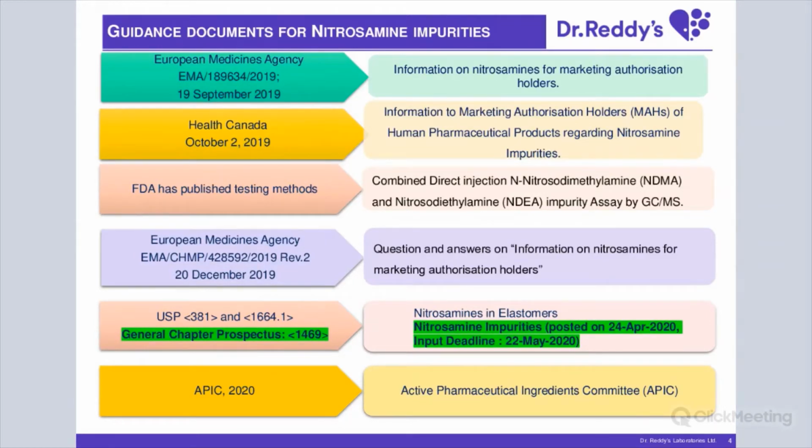Okay. So these are some of the guidance documents published by various regulatory agencies. The first one is the European Medicines Agency has published a document. Then Health Canada published a document. FDA has published, of course, testing methods as well. And I want to emphasize one thing. A couple of days back, precisely on 24th April, even USP announced that they are going to publish a general chapter on nitrosamines, and they are asking for inputs from the industry. The deadline for getting inputs from the industry is 22nd May 2020. So this is the latest one. Please go to the next slide.